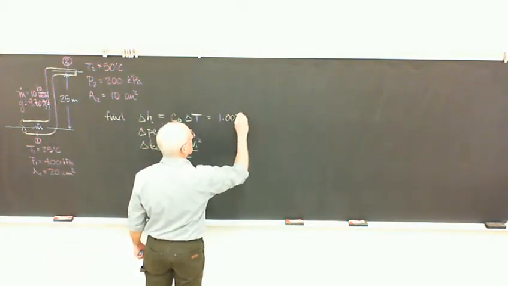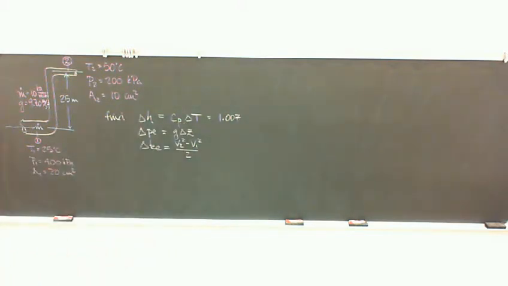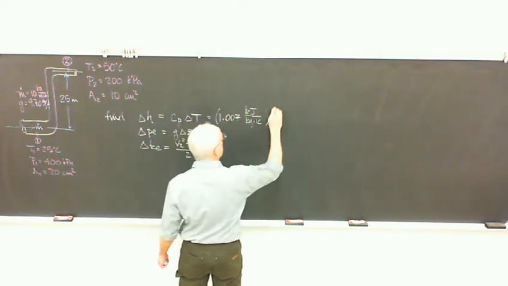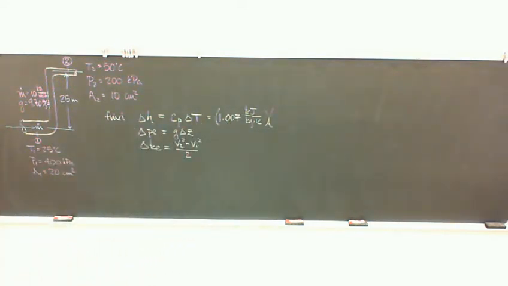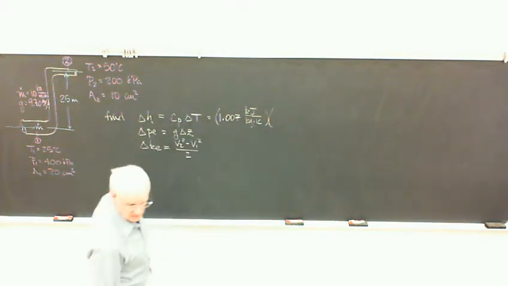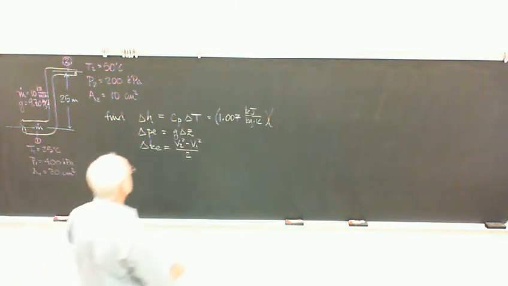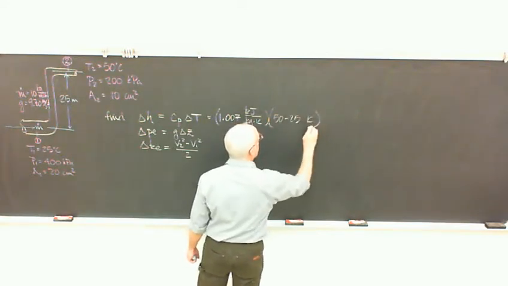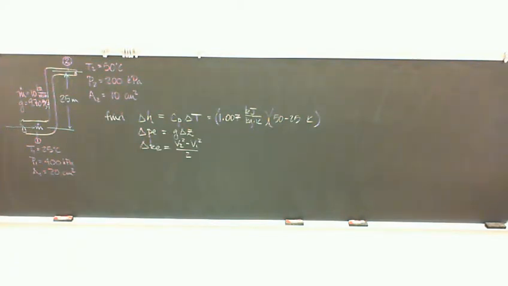So something like maybe 1.007. Is that about where we were? Yeah, that's close enough. Kilojoules per kilogram degree K. And then delta T, remember this is in kelvins, so you have to convert those. Yeah, the deltas are the same. Delta T for kelvin equals delta T for degrees centigrade. In fact, we don't even really need a K there, since we most often are looking at C sub P delta T. Okay, so that was an easy one.